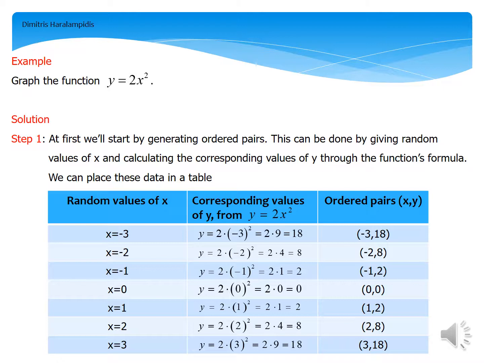You can see, for example, that our random values of x are -3, -2, -1, 0, 1, 2, and 3. Then, we calculate the corresponding values of y for these values of x. So, for example, for x equals -3, we get that y equals 2 times (-3) squared equals 2 times 9 equals 18. We apply the same process to the rest of the numbers. And then, in the third column, we take the ordered pairs needed. You can see that we have the ordered pairs (-3, 18), (-2, 8), (-1, 2), and so on.